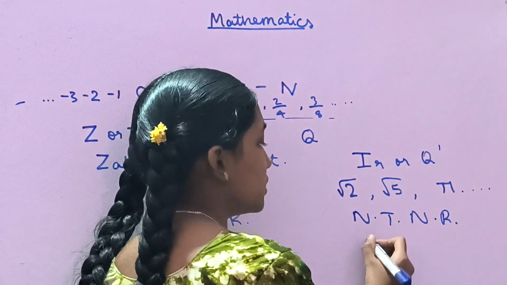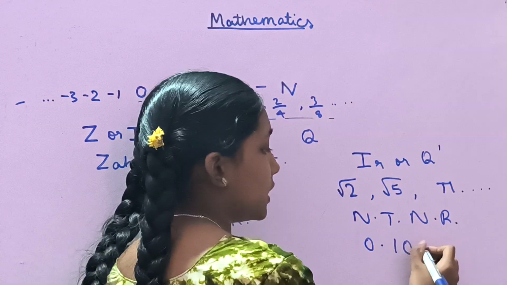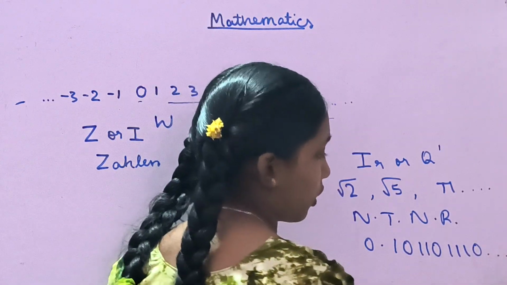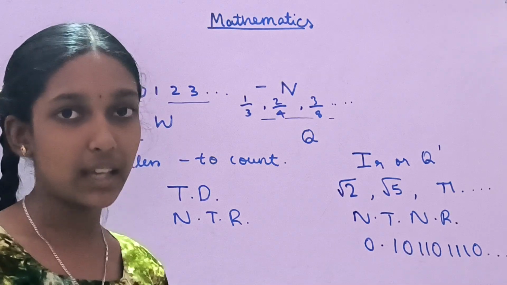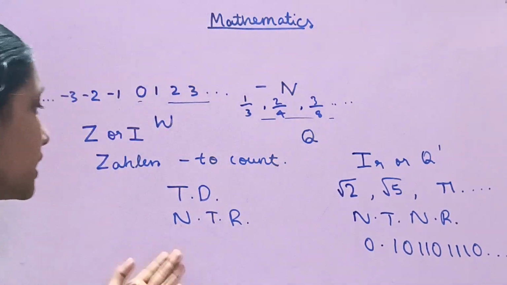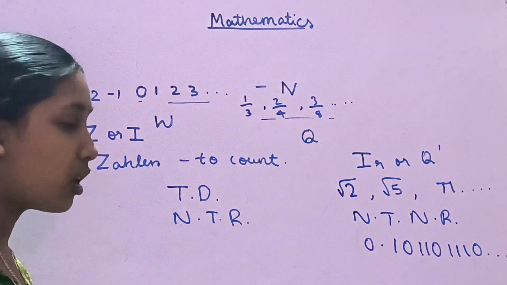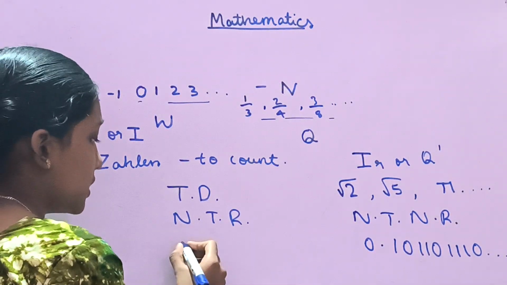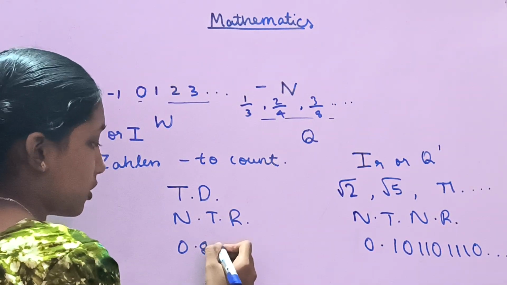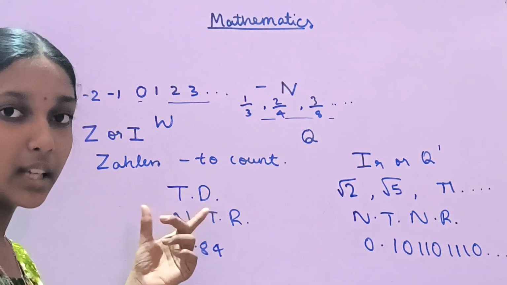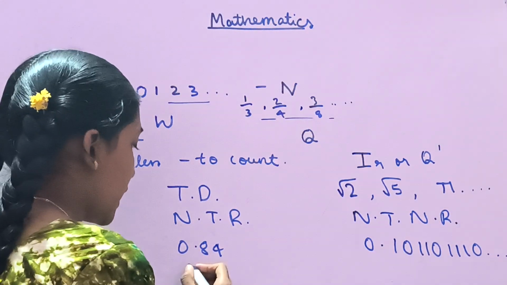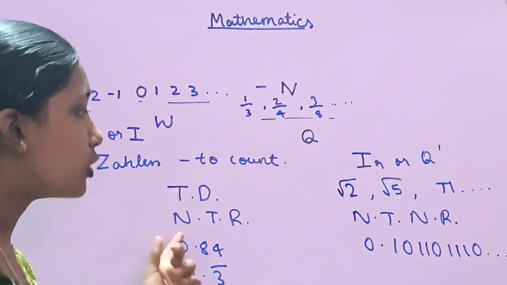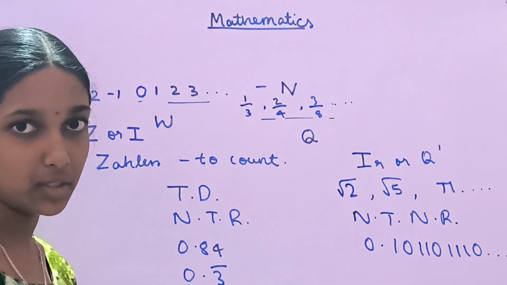For example, 0.10110111 0 and so on. It never repeats again and again. Here it can either repeat or it can terminate. For example, 0.84 is a terminating decimal, and 0.3 bar is a non-terminating recurring decimal.